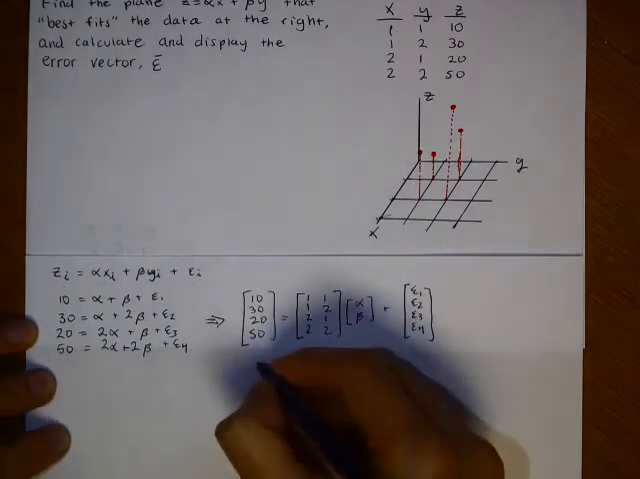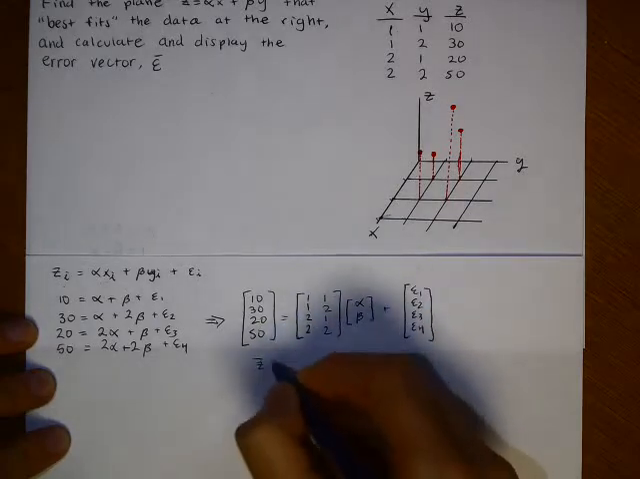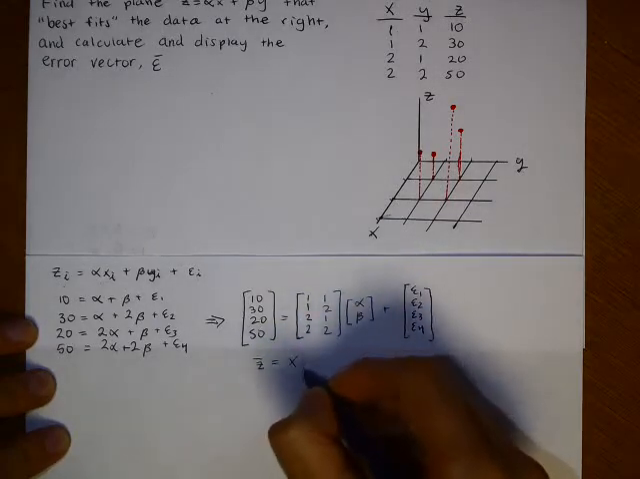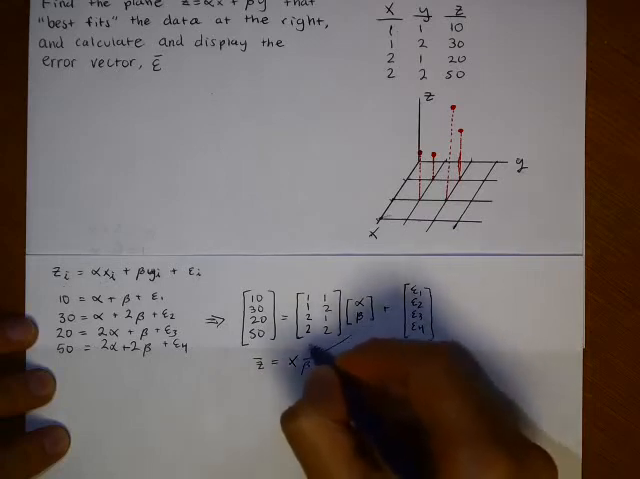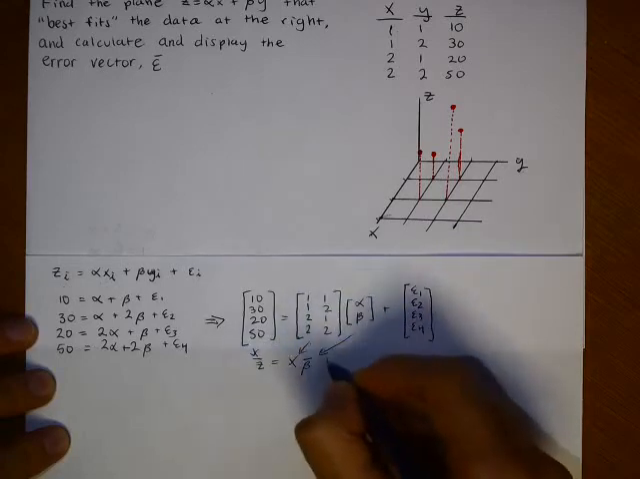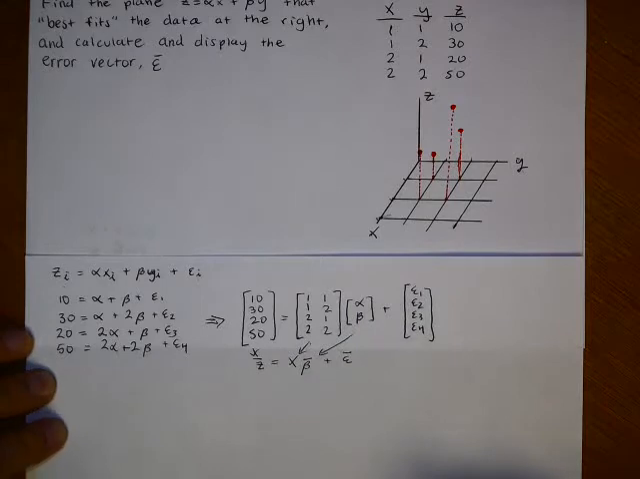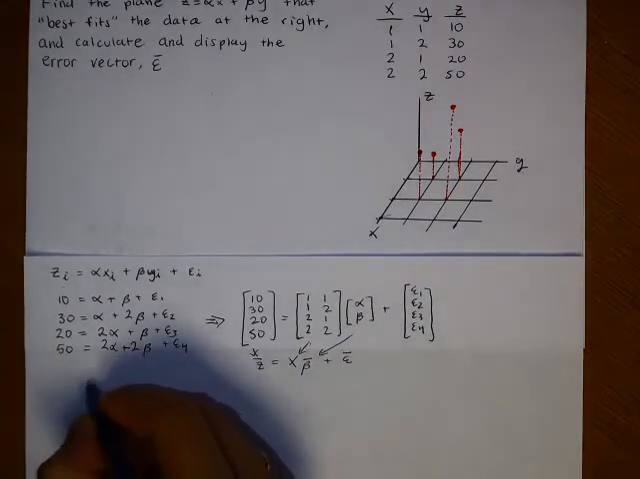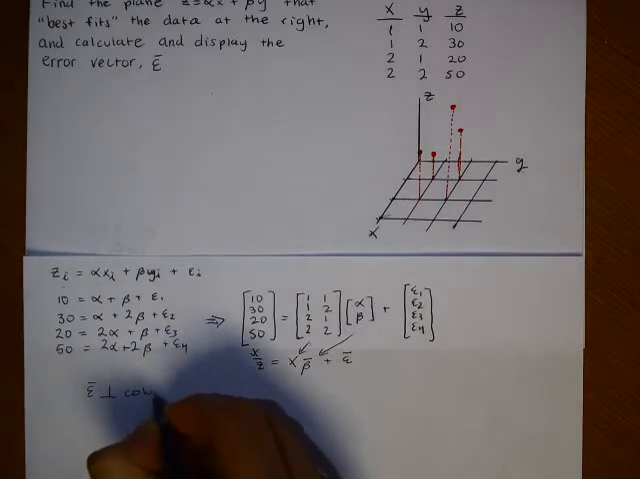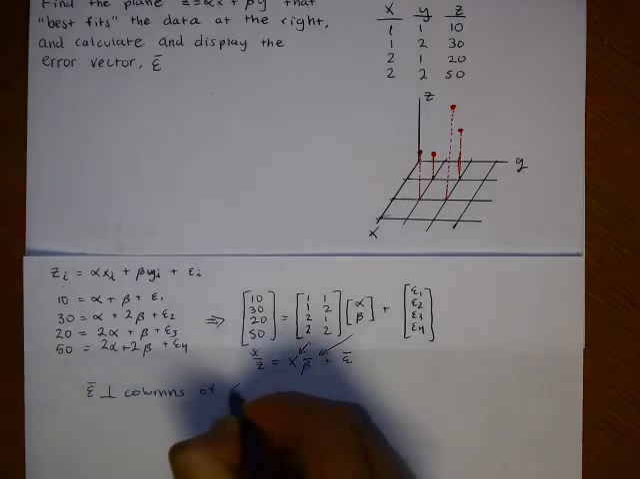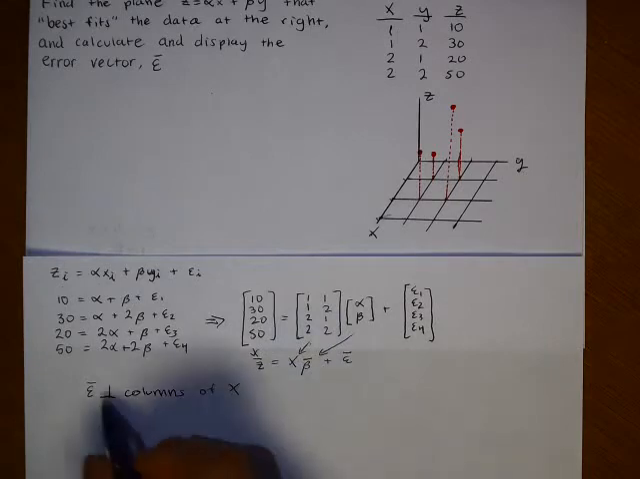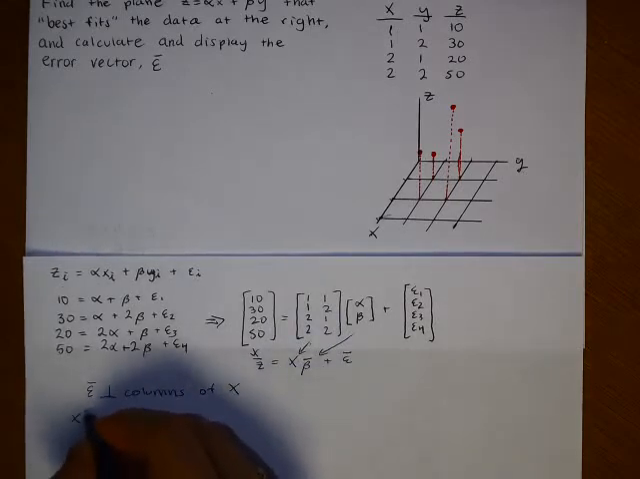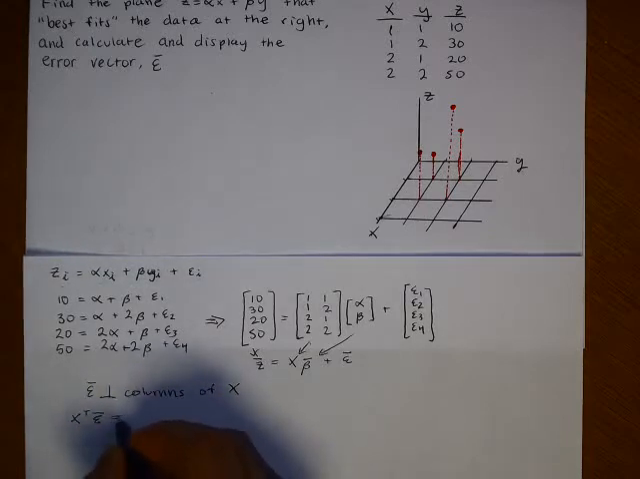So this can also be written as vector z is equal to matrix x times our beta vector plus our error vector. And now the least squares solution will happen when our error vector is orthogonal to the columns of x. And when our error vector is orthogonal to the columns of x, then if we multiply our transposed x matrix by our error vector, we're going to get 0.